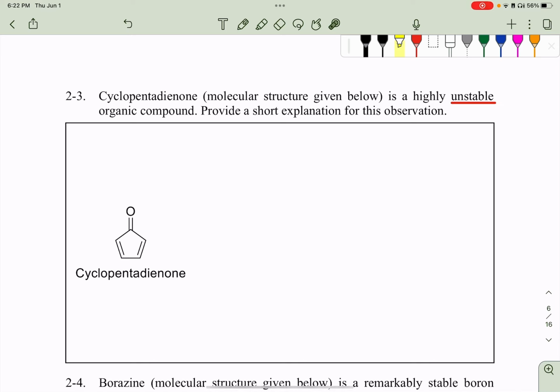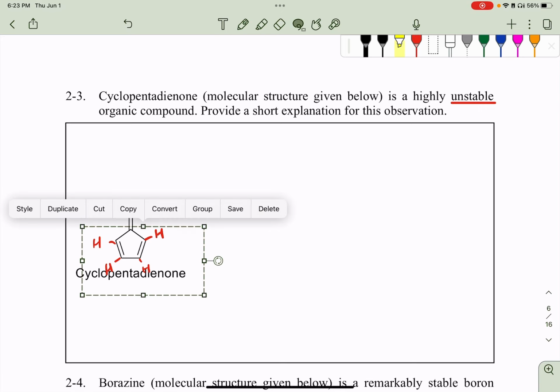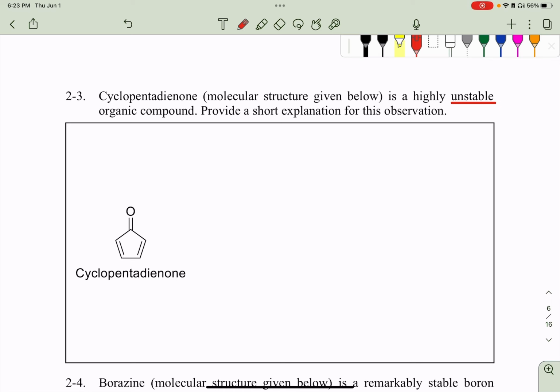There are two different concepts we learned that can potentially introduce instability into a molecule. One is steric repulsion, and two is anti-aromaticity. So this molecule for sure does not have steric repulsion. Even if I add in all the hydrogens, they're really far away from each other. They're pointing away from each other. So no steric repulsion. It must be anti-aromaticity.